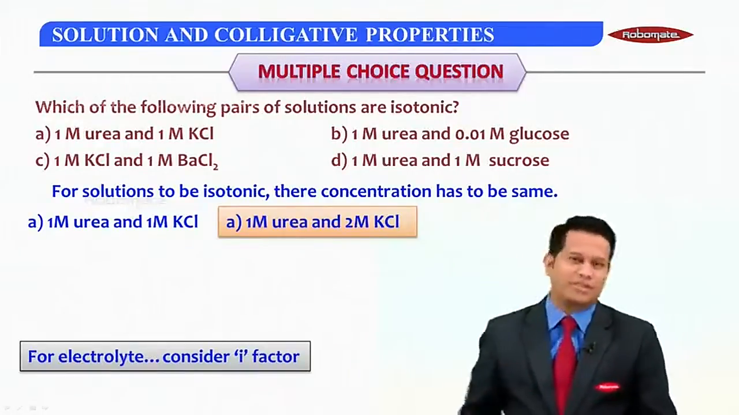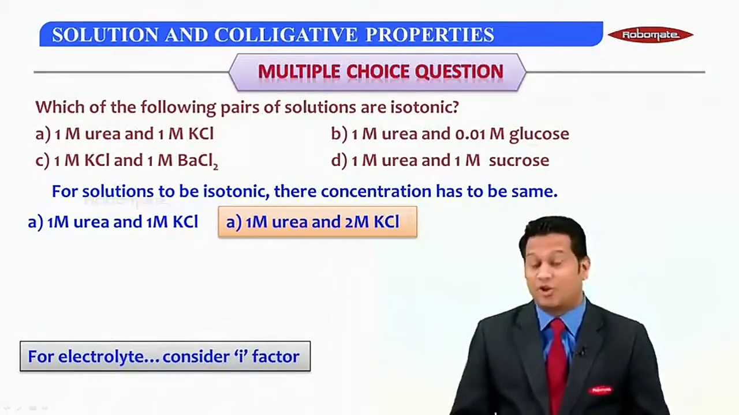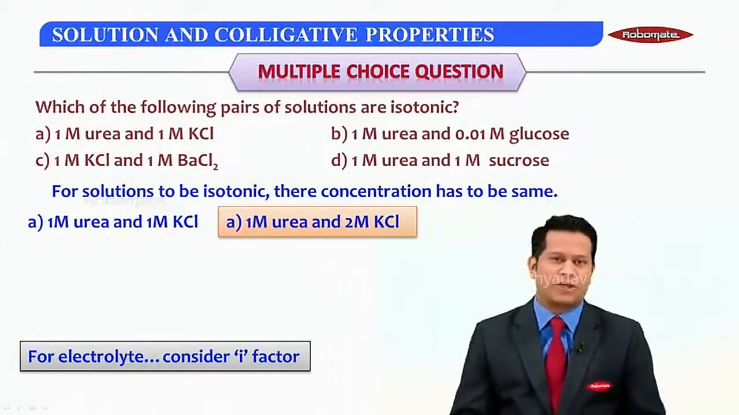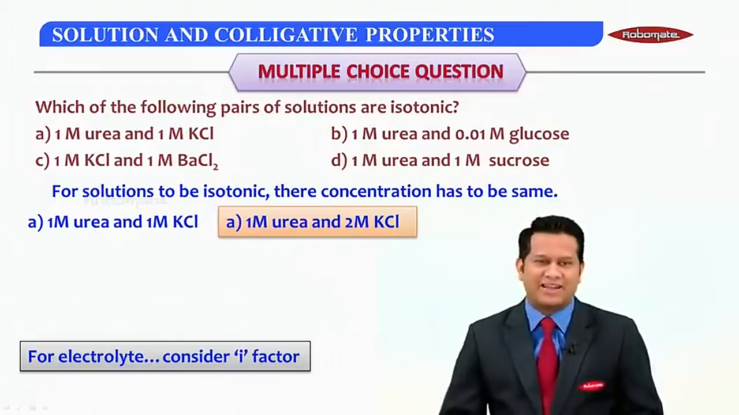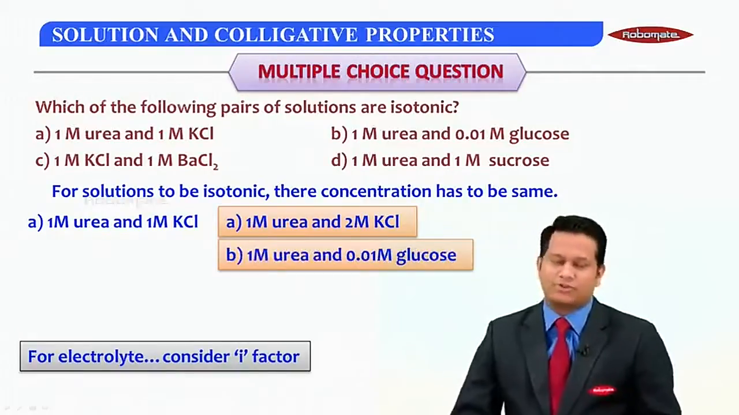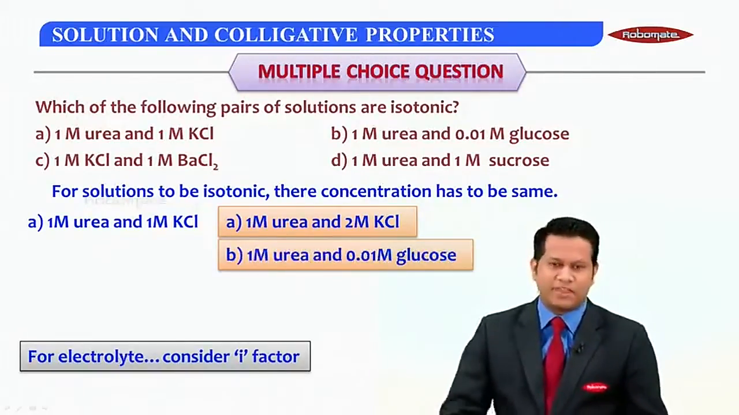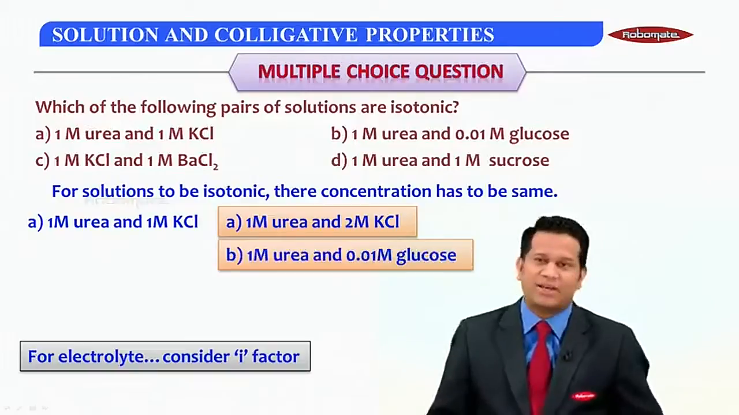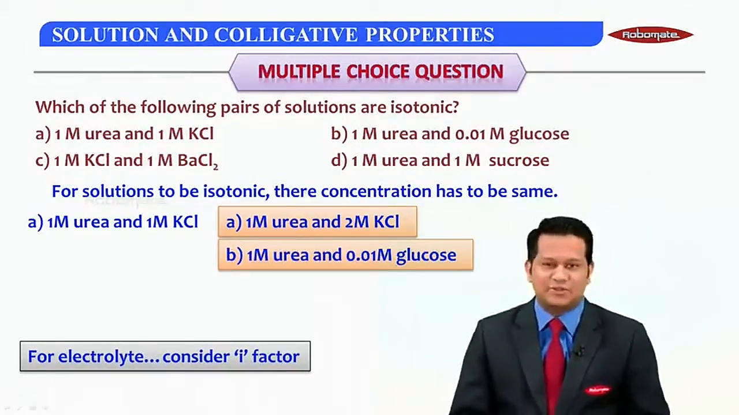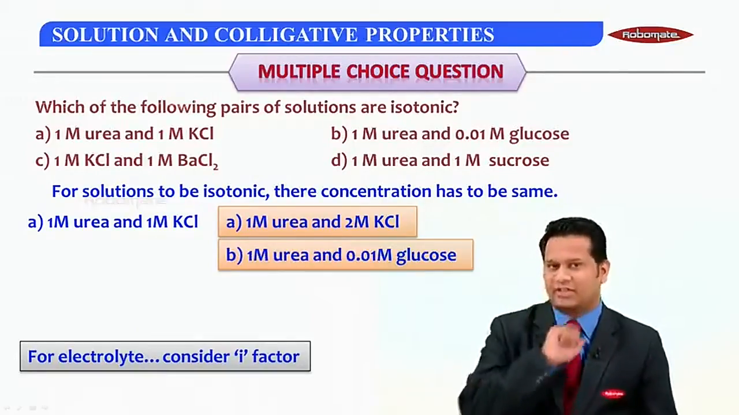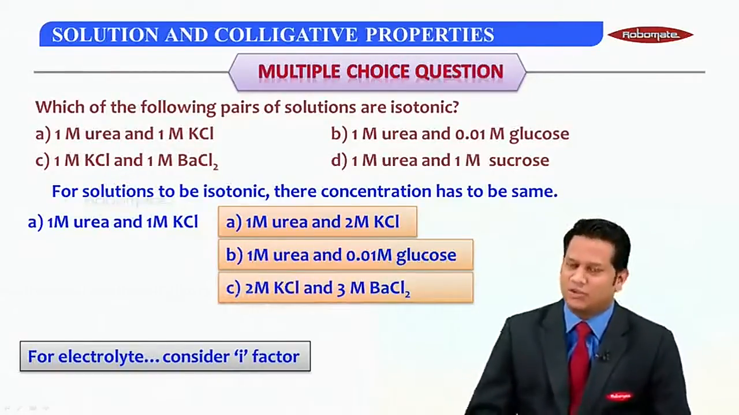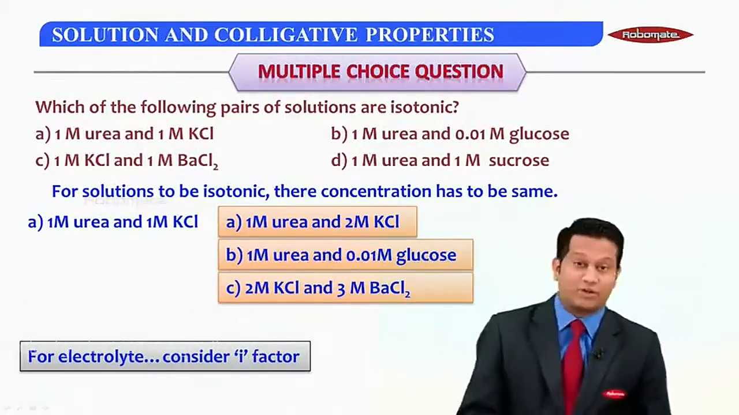Now if you look at option B, it is 1 molar urea. Urea is a non-electrolyte. The Van't Hoff factor is 1. So its actual concentration remains also 1. Glucose is also non-electrolyte. So the concentration is still 0.01. So here also the concentrations are not same. If you check option C, it's 1 molar KCl. KCl having the Van't Hoff factor 2. And 1 molar BaCl2. BaCl2 having the Van't Hoff factor 3. So if you multiply, you will get something like 2 molar KCl and 3 molar BaCl2. So even here in this case, the concentration are not same.